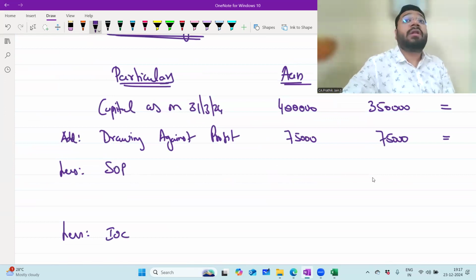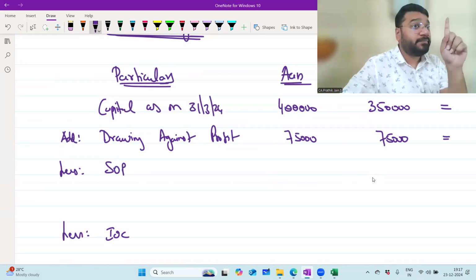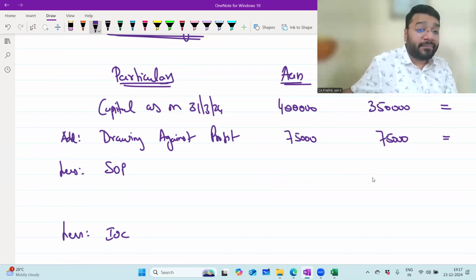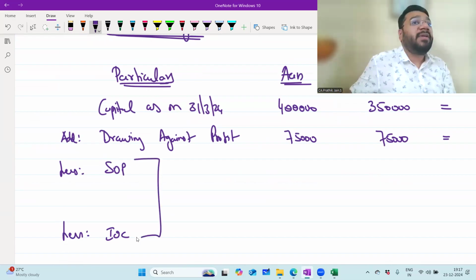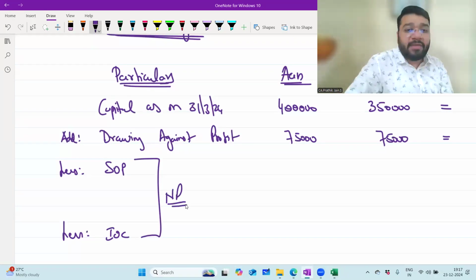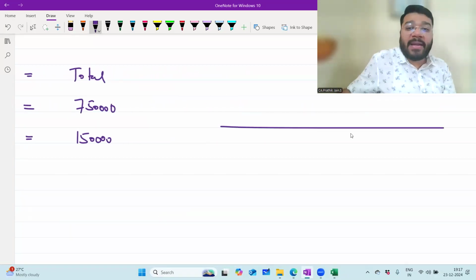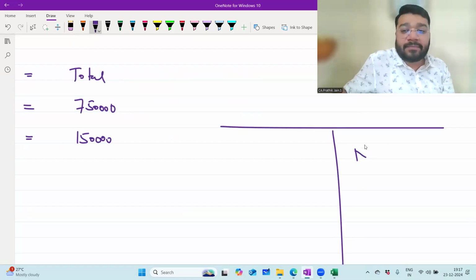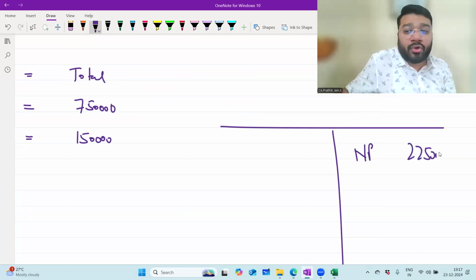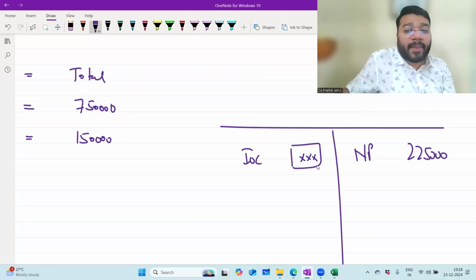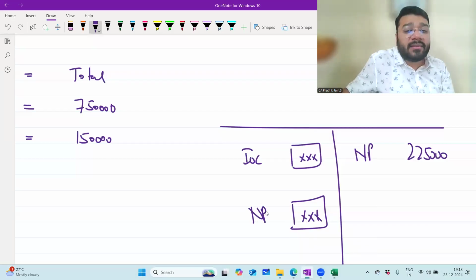Now, total share of profit and total IOC. Do we have total share of profit and total IOC? No. But one thing is very clear: if I add these both, this is nothing but net profit. If you don't believe me, look at the P&L appropriation account. What is the net profit? 2,25,000. There will be some amount of IOC, and whatever is the remaining amount goes as the net divisible profit.